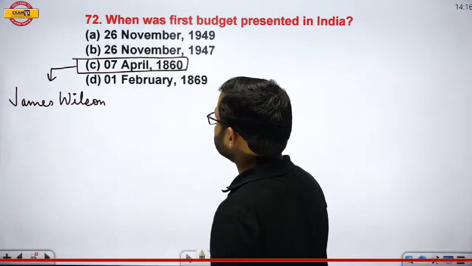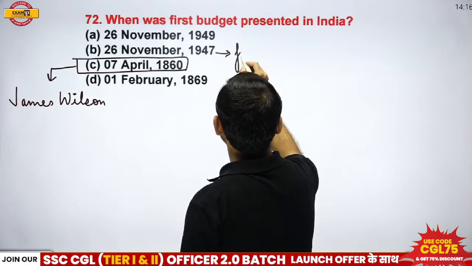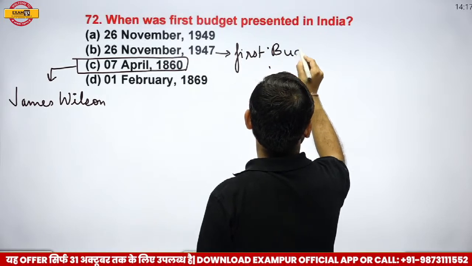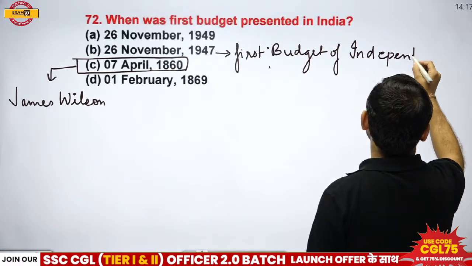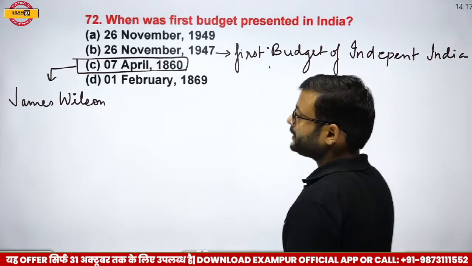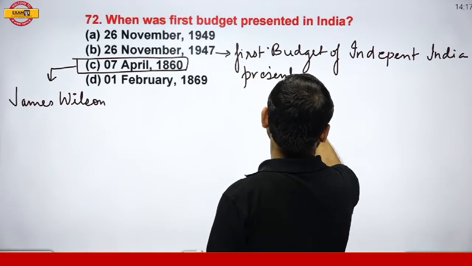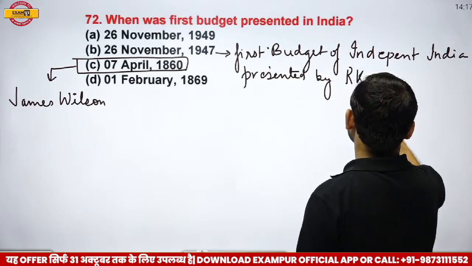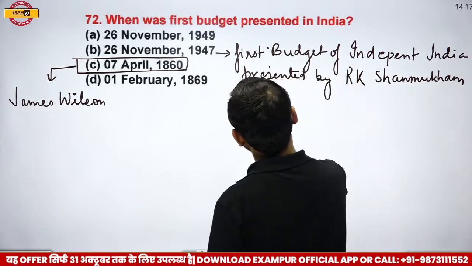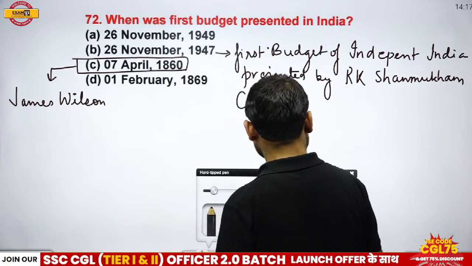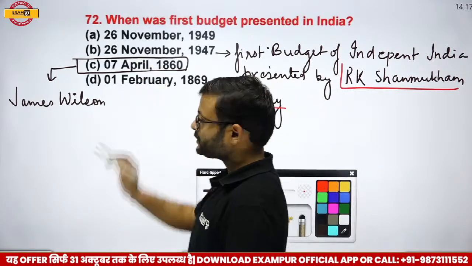And the 26th November 1947 is the date on which the first budget of independent India was presented, by R.K. Shanmukham Chetty.